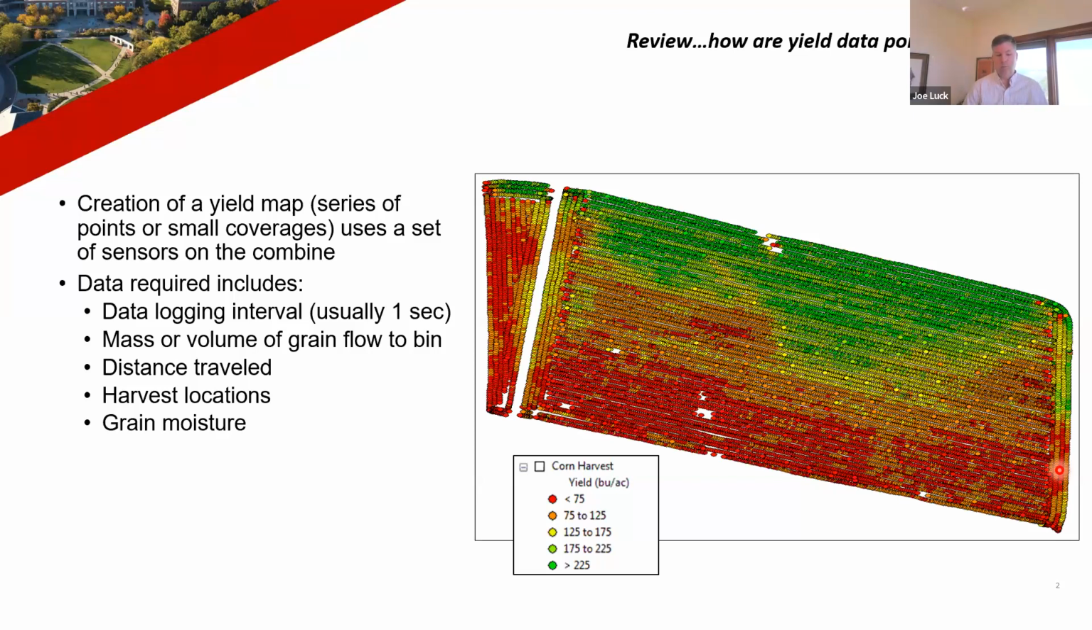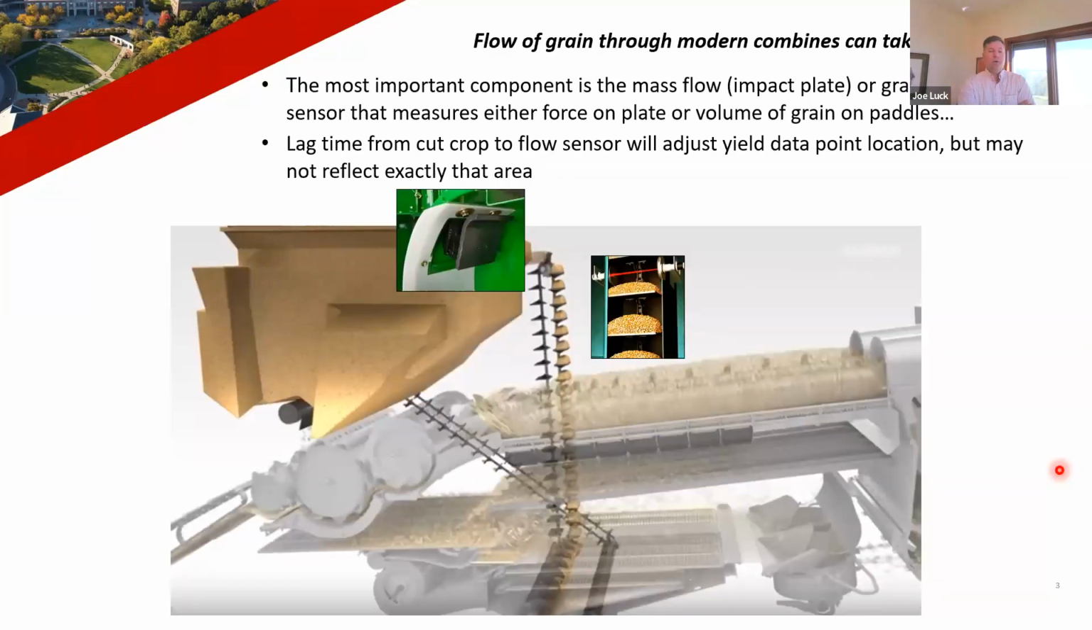And so moisture sensors are pretty critical, and all this information goes into generating this map that we see here on the right. The most important sensor really is that mass flow sensor or volumetric sensor. You can see a couple of examples here in the middle of the picture. The impact plate sensor on the left side has been the industry standard for many, many years. We're seeing more and more volumetric sensors, where we try to measure the volume of grain on these paddles as they move up in the clean grain elevator and dump that grain into the loading auger for the bin.